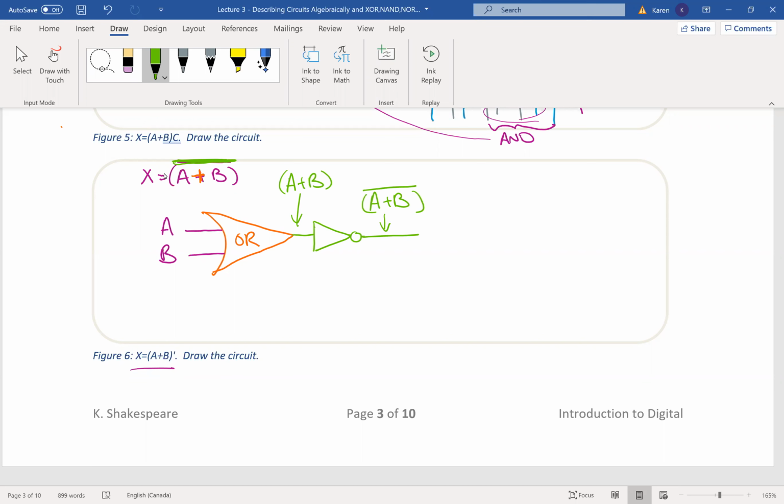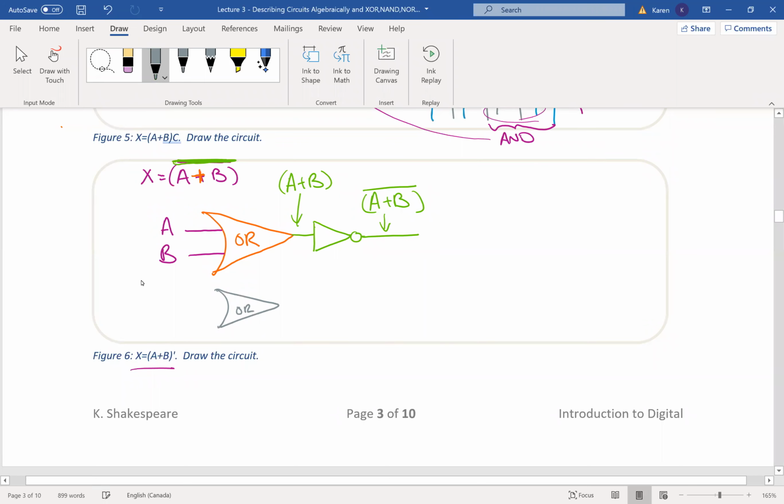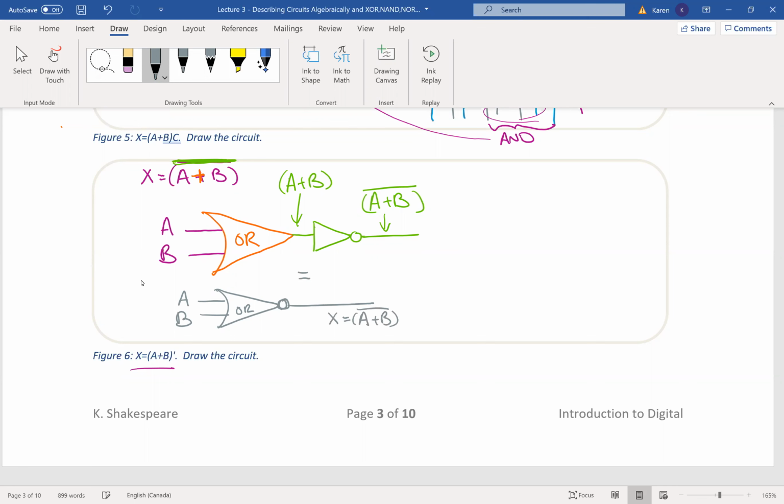So that's the answer. We could also draw it the same as doing this. Here's a shorthand for inverter. It's just a circle at the end. So that also would be x equals A or B, all inverted.